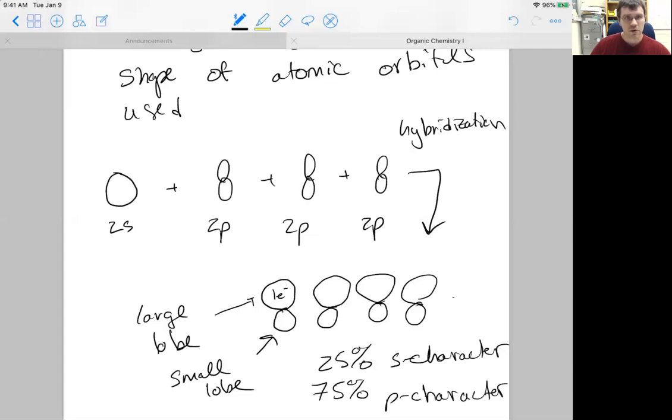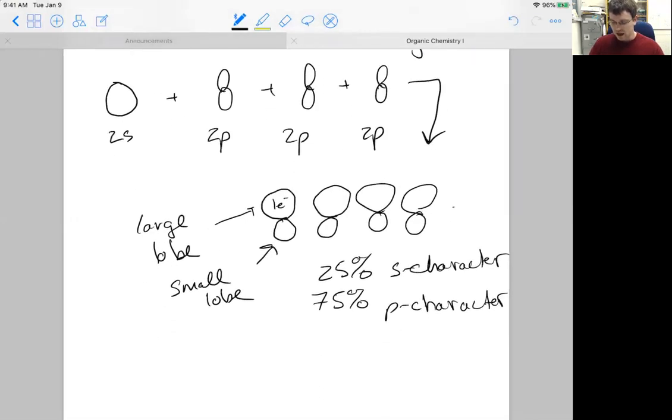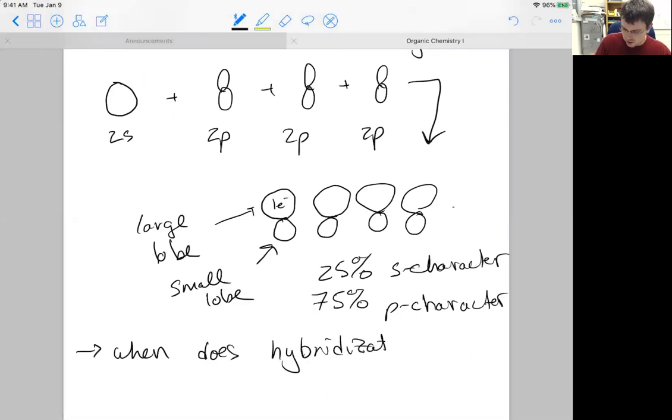Okay, so we've looked at the shape, we've looked at the percentage of S and P character, we've thought about how these things are made. One thing I'll just mention in terms of how these things are made is, when does hybridization occur? Now, this is a good question, but it's not an important question, if that makes sense. It's not a question where knowing the answer is going to get you places in life.